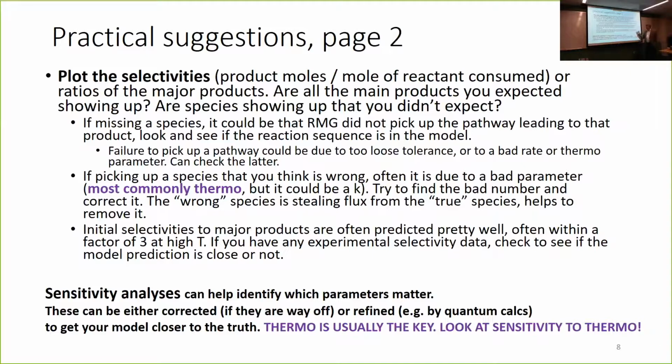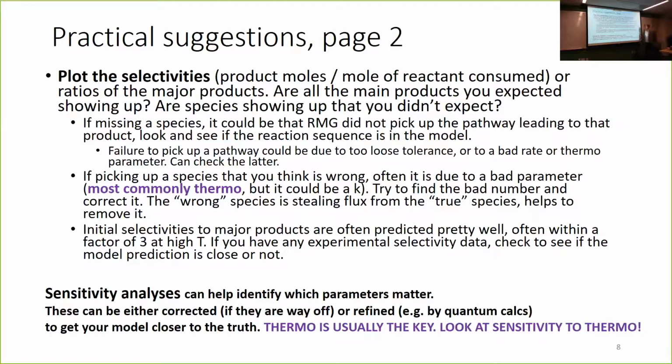It also could be thermo. When you do sensitivities, it'll be sensitive to thermo. A lot of the important thermo will actually be correct because we spent a lot of time to make the thermo right, but often one species shows up there, and you ask where the thermo is coming from. It's some baloney. And then if we just correct that number, you might get a much better prediction.